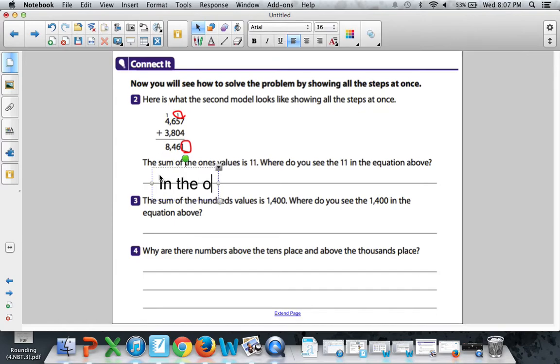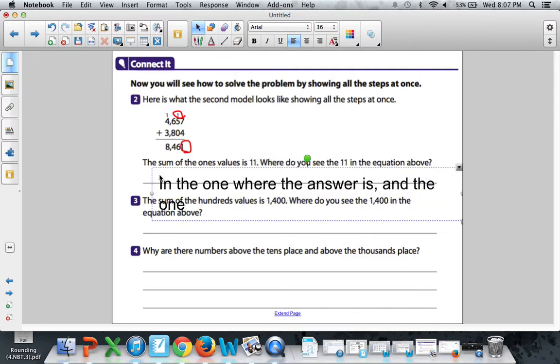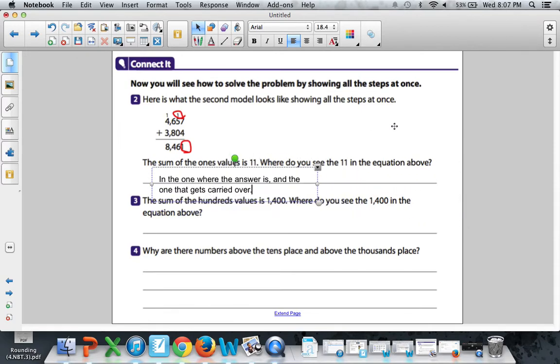in the one in the answer, and the one that gets carried over. There's your 11. The two ones that I circled in red, you can see them. And that's because when you add 7 plus 4, yes, the answer is 11, but you don't write the 11. You write the ones place 1 right there, and the tens place 1 gets carried over.